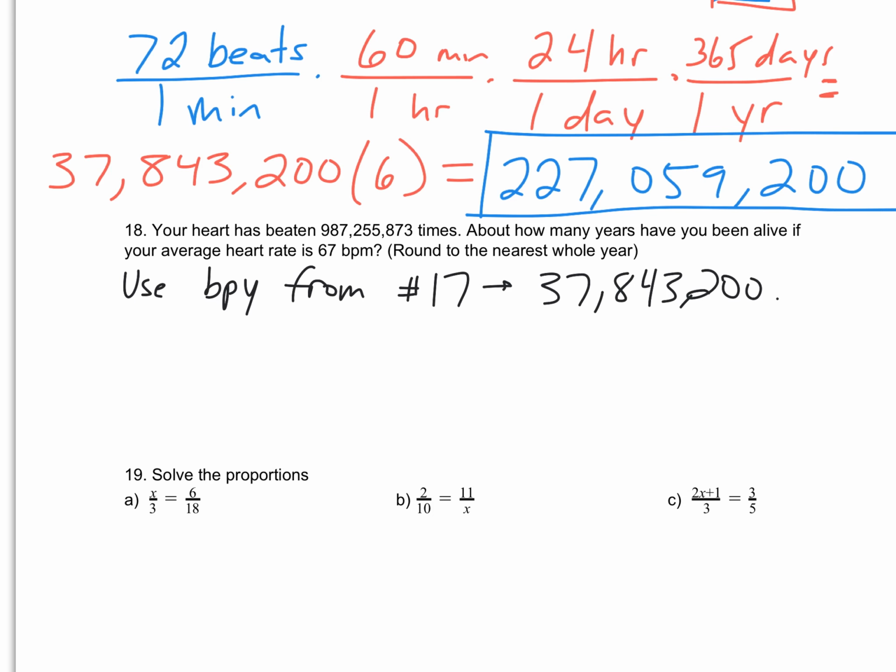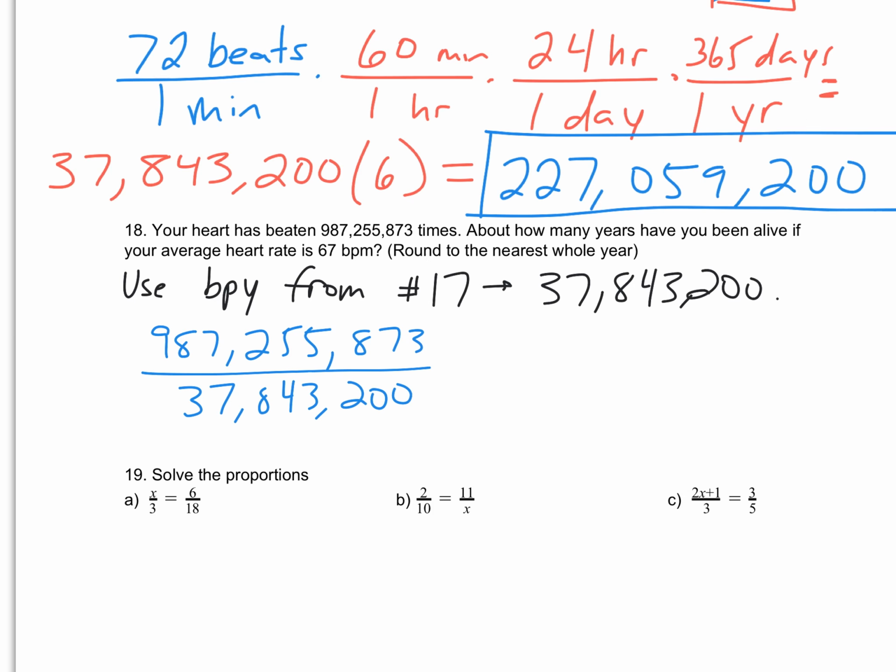And that was the 37,843,200. If I use that, and that's how many I have in 1 year, that's beats per year, I can take the new value, the number of times your heart has beaten, divide it through by beats in 1 year, and that gives me the number of years. So if I take that number and divide it, and it says round to the nearest whole year, I get approximately 26.088. So we're just going to say that is 26 years old.